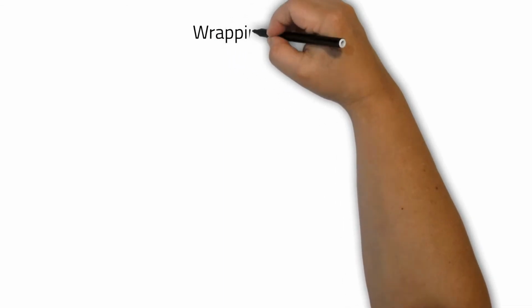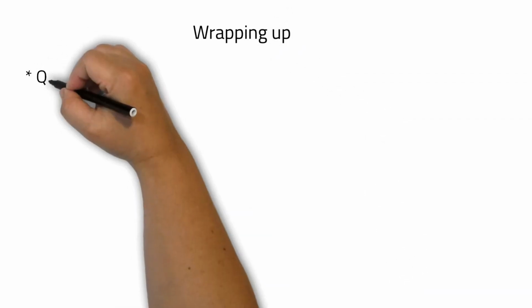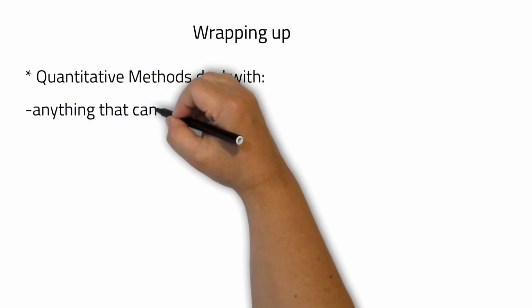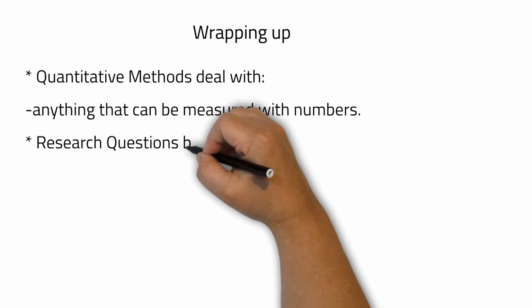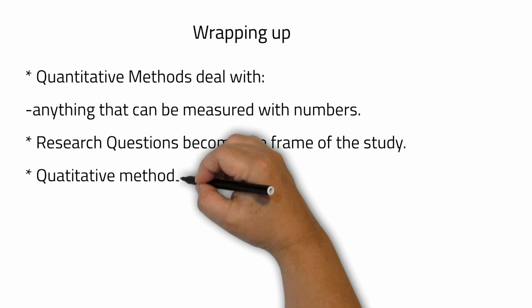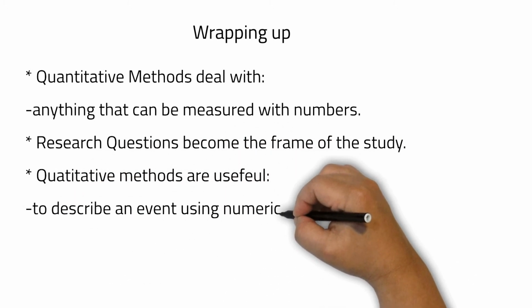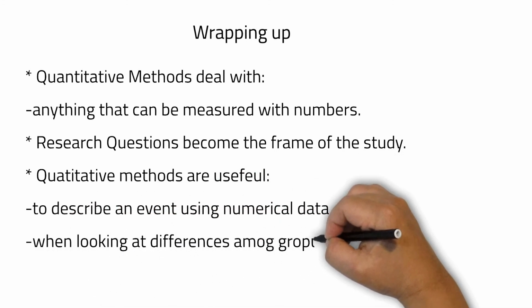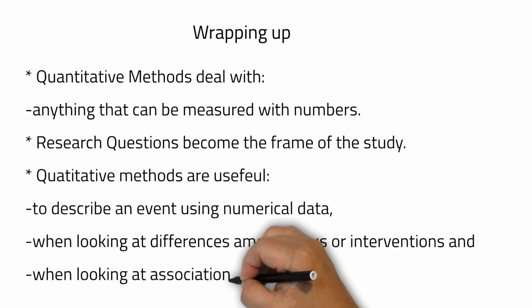Finally, to wrap up, let's remember three key pieces of information. First, quantitative methods deal with anything that can be measured with numbers. Second, pay attention to your research question because they become the frame of your study. And third, quantitative methods are useful when describing an event using numerical data, when we're looking at the difference among groups or interventions, or when we're looking at associations among variables.